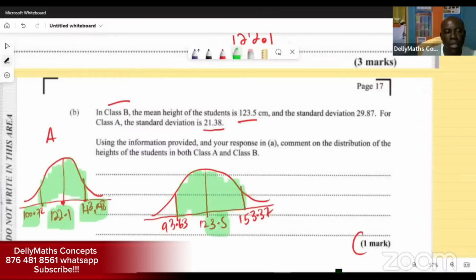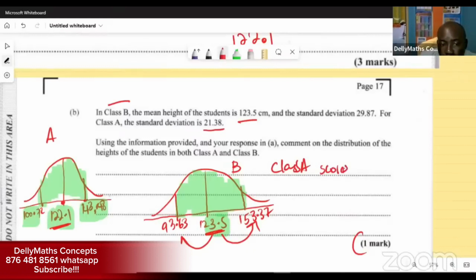Here's the deal. So this is situation B. You're seeing here, look at this number, 100, 140. They are closer to the mean. In this case, it is further. This is 123 and this is 90 something, and then this is 123, this is 150 something. So you could say that in class A, the scores are closer to the mean score.